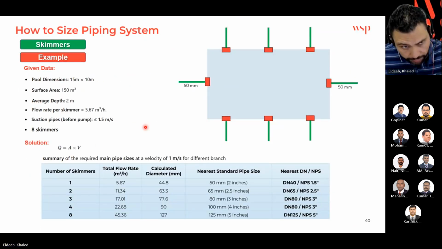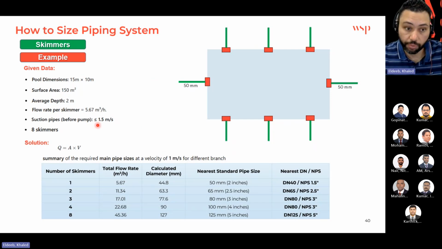For the skimmers, the same concept applies based on the recommended velocity. Because this is the suction side of the pump, we have less velocity. The recommended velocity is 1.5, but I will take 1 meter per second because I need to be safer. Based on this, you can calculate according to the flow rate for each individual skimmer. We know every individual skimmer will take a flow rate of 5.67 meter cube per hour. So this one will need 1.5 inch for one skimmer. For 2 skimmers, 2.5, for 3 skimmers, and so on.